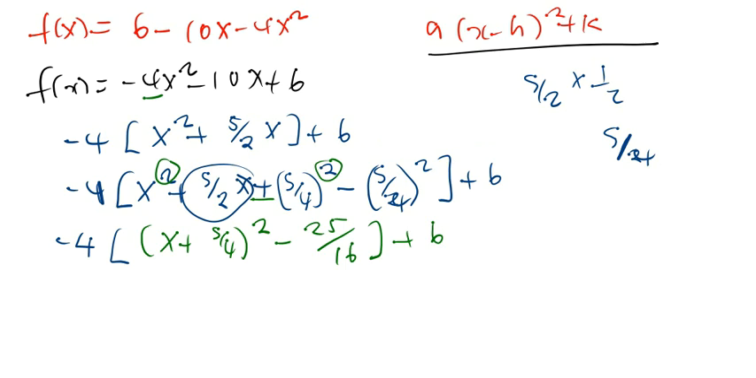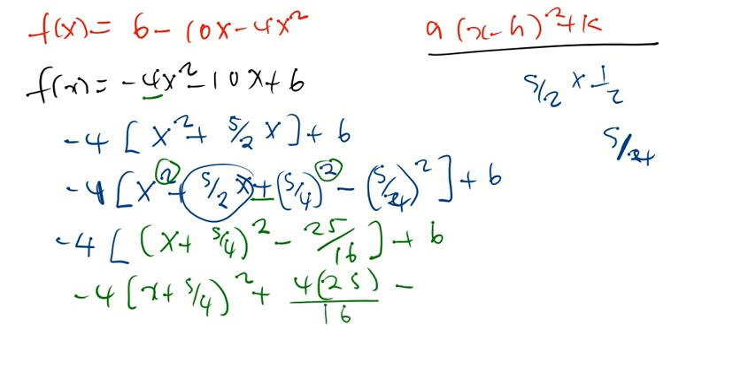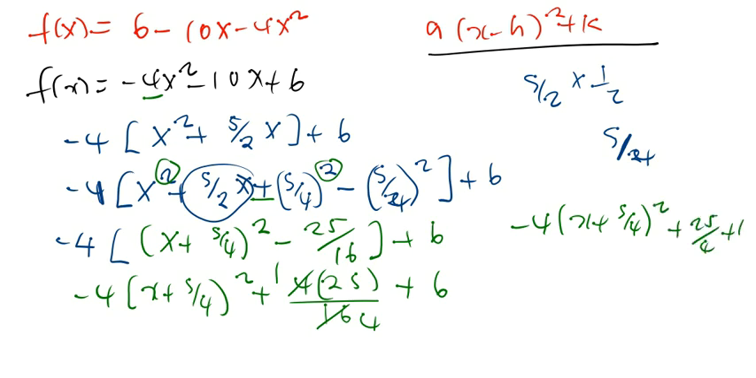When you reach this point, now multiply it by negative. Open the big bracket. So it's going to be negative 4 (x plus 5 over 4) squared. Negative and negative will be positive. Then you have got 4 times 25, put it in the brackets, divided by 16. Then now since you have opened, put plus 6. 4 here 1, 4 here 4. Now you have remained with negative 4 (x plus 5 over 4) squared plus 25 over 4 plus 6. Now you can simplify that.